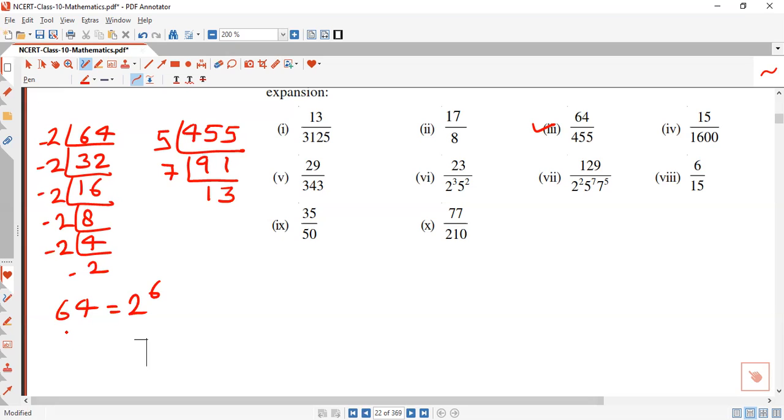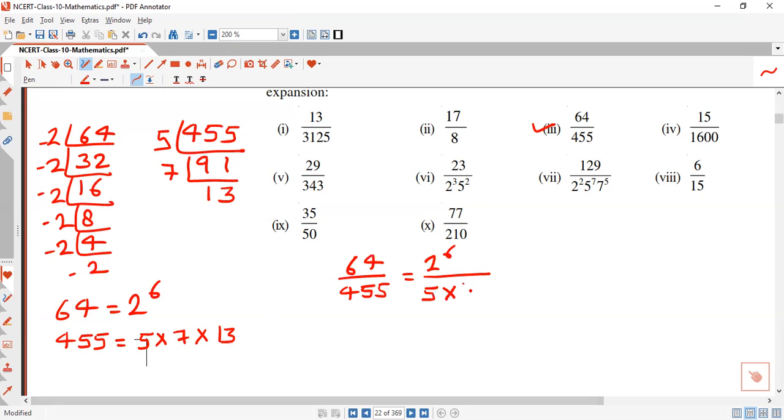Okay. Now 455 can be written as 5 into 7 into 13. So this number 64 upon 455 is 2 raised to 6 upon 5 into 7 into 13. You see, there is no prime number common in the numerator and denominator.